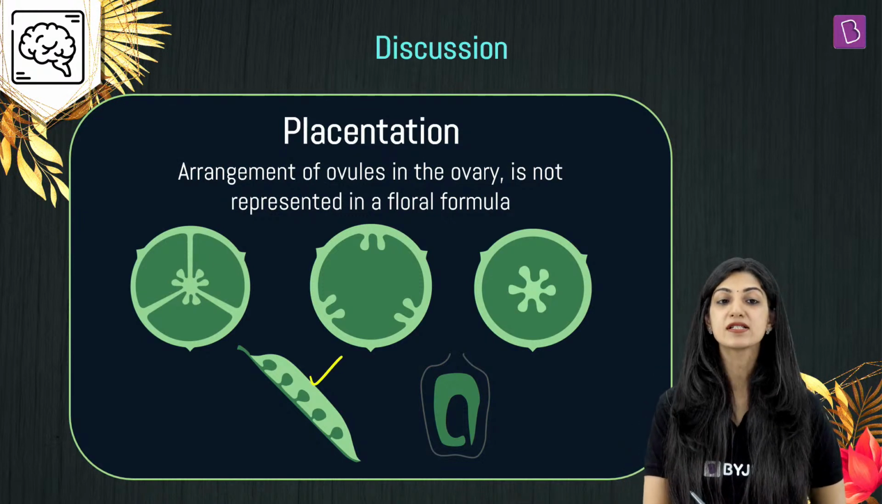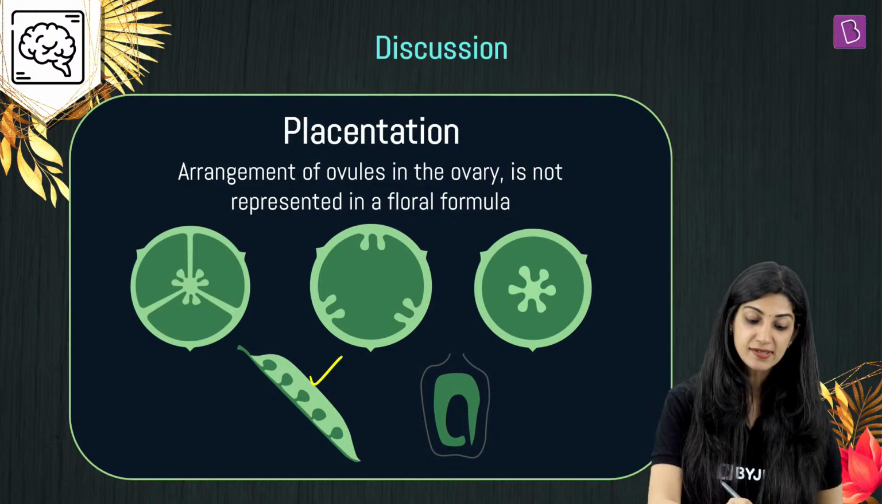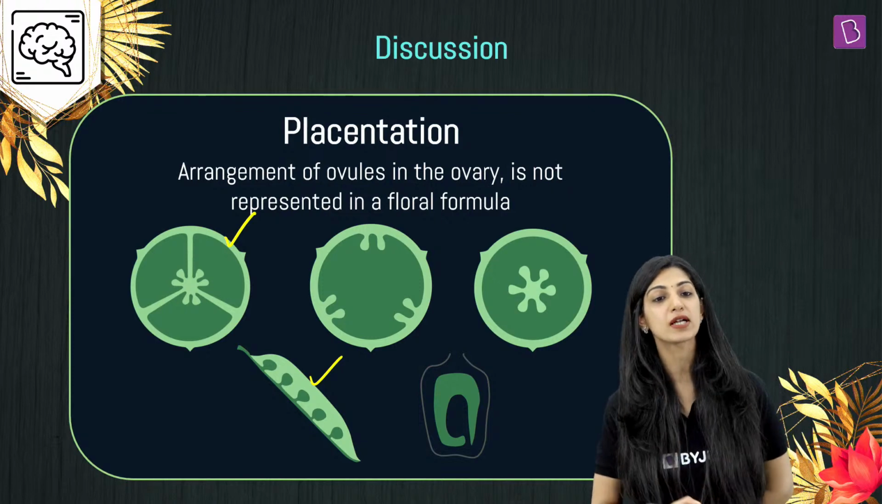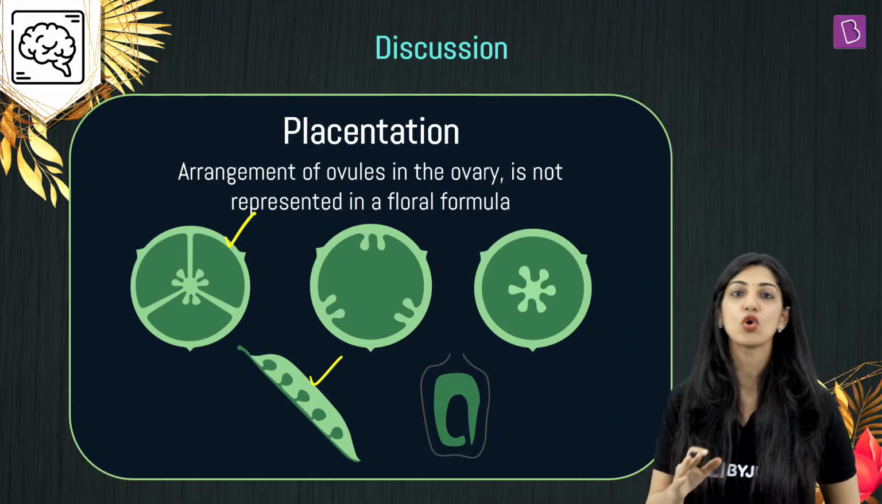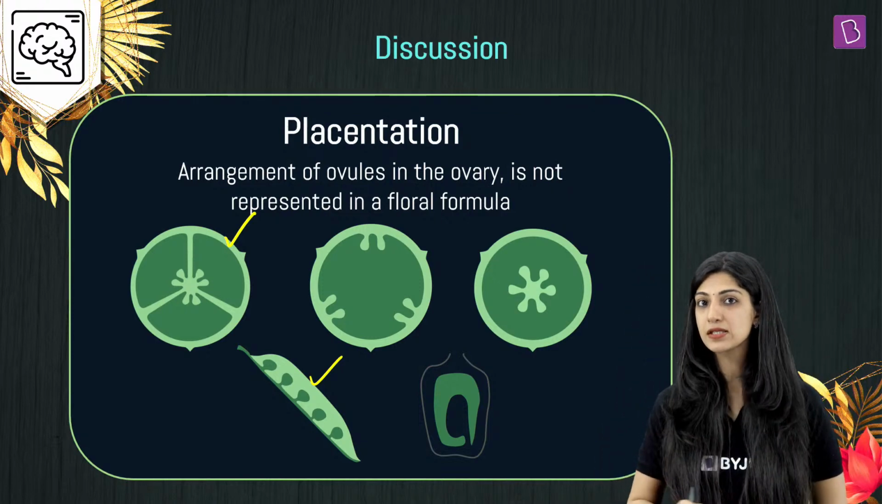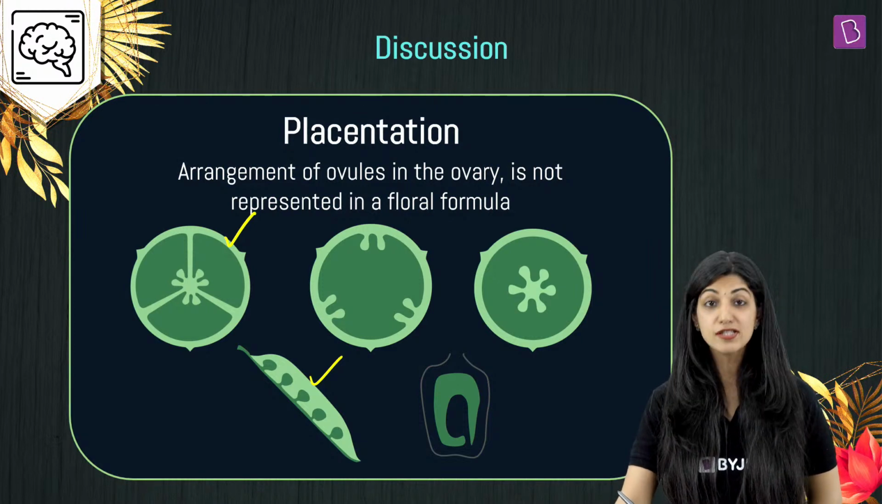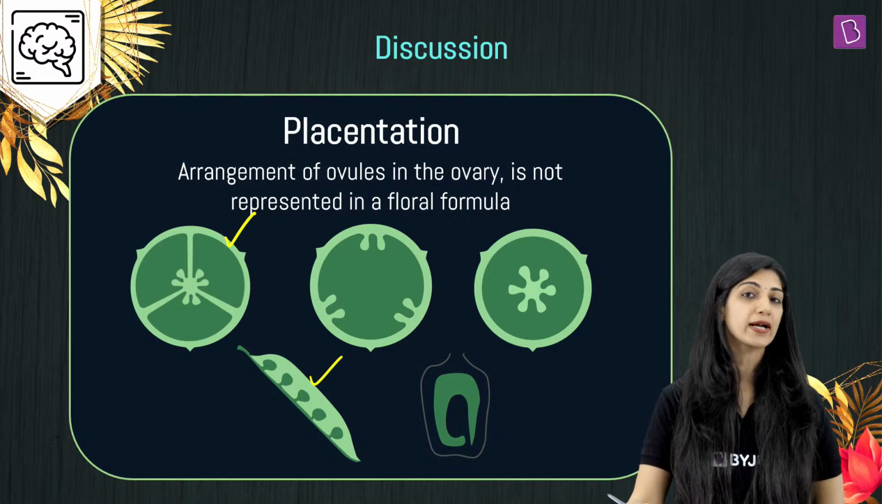हमने marginal placentation already देख ली है, axial placentation आप लोग already देख चुके हो. Better देखने के लिए after the class you just have to cut a tomato or a lemon. Other placentations, ये कौन सी है? Parietal placentation. This is free central. Let's keep the chart on.